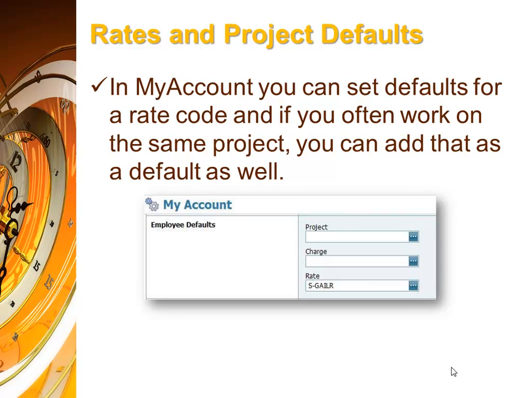To avoid having to select a rate each time you enter a line, you can set default values in your My Accounts area. Set a default value for the rate code if that's something that you always have being the same. If you always work on the same project, such as on internal projects, then you can select that as well. It's one less click, one less dialogue that you have to watch, and it can save you several seconds each time you add a line.